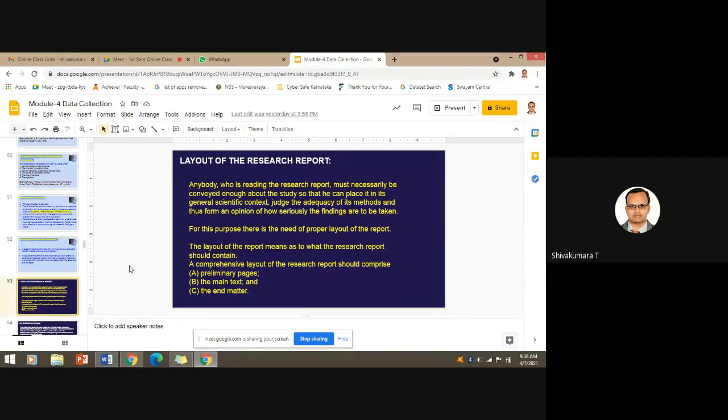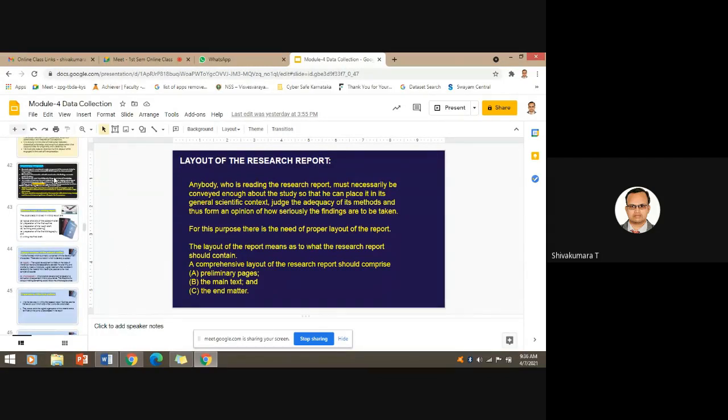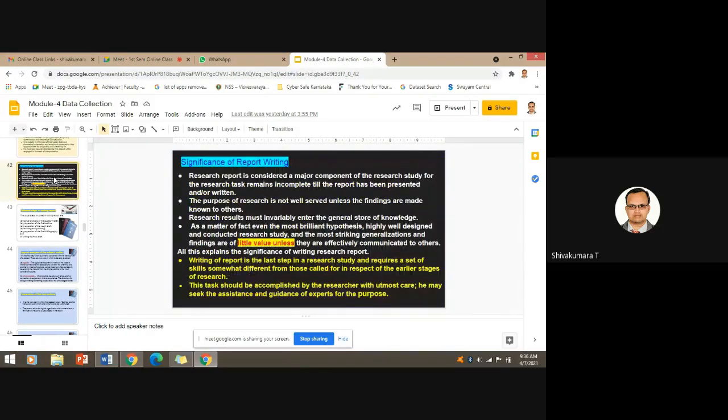Now let us understand, as given in the textbook, what actually the research report is. We already discussed what a research report is. So what is the significance? The significance is that whatever research work you have done should be made understandable to the readers. That is the ultimate goal of research. Making your work known to the universe is the main objective of writing a research report.